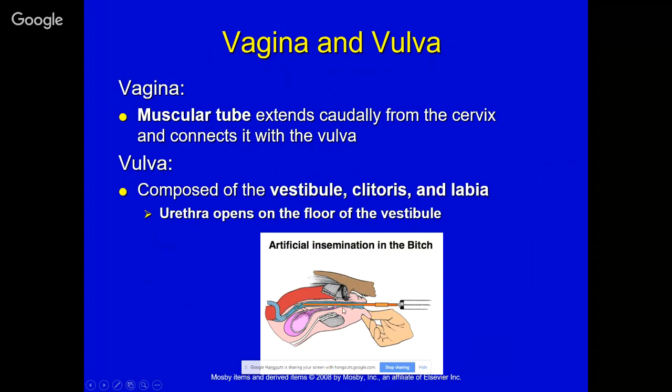So if we were trying to go into the urethra in order to catheterize an animal, we'd have to go down here to the bladder instead of up through the cervix. Up through the cervix, we're doing artificial insemination. Here's the clitoris. It's before the urethra.